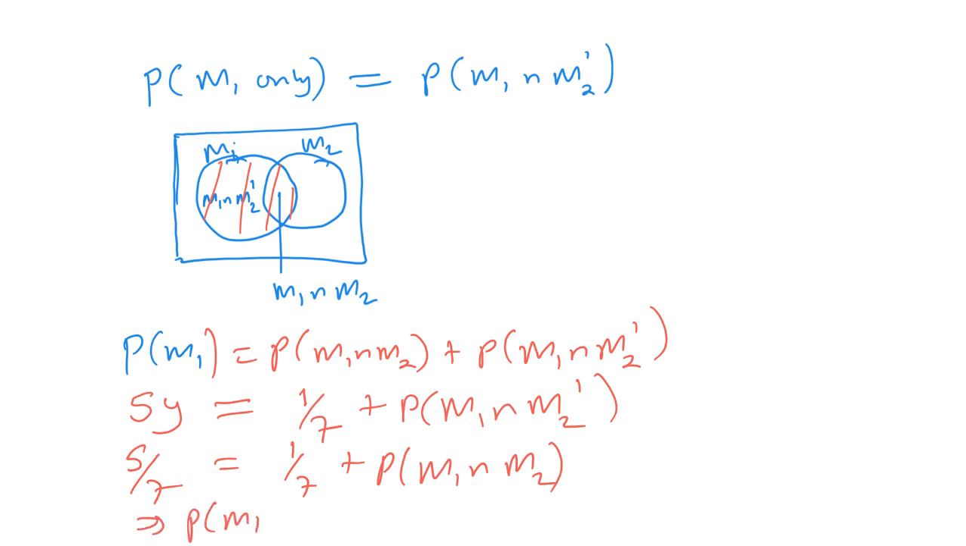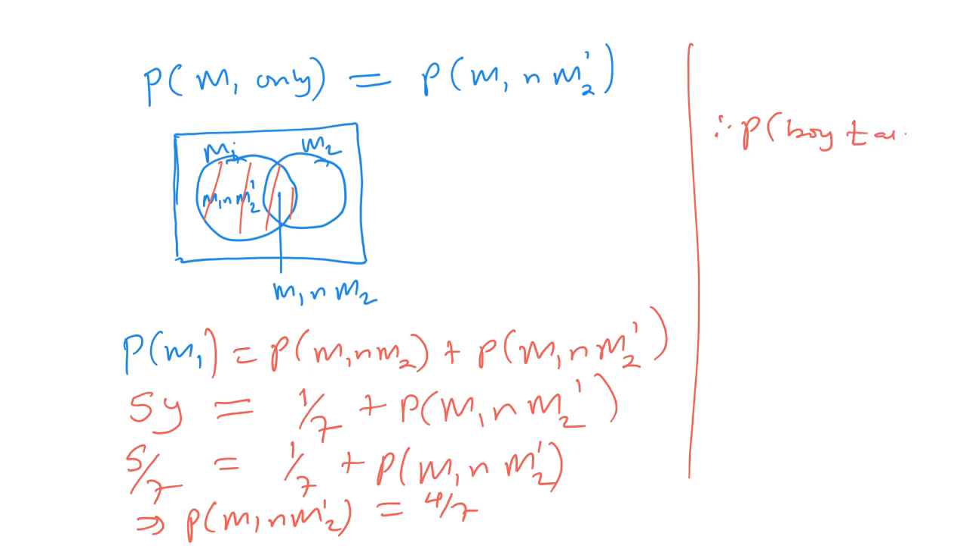Meaning that the probability of M1 intersection M2 complement is 4 over 7. So the probability of a boy selected at random taking only M1 is equal to 4 over 7, and that's done.